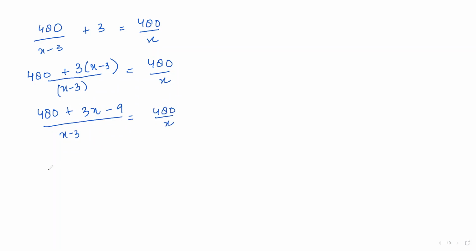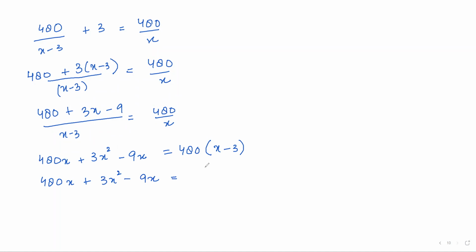Now you do cross multiplication. So this 480x plus 3x square minus 9x will be equal to 480 into x minus 3. Any problem, Hamna? So multiply 480 and minus 3 into 480, 3 8 is 24, carry 2, 3 4 the 12, 14, 1440, right?